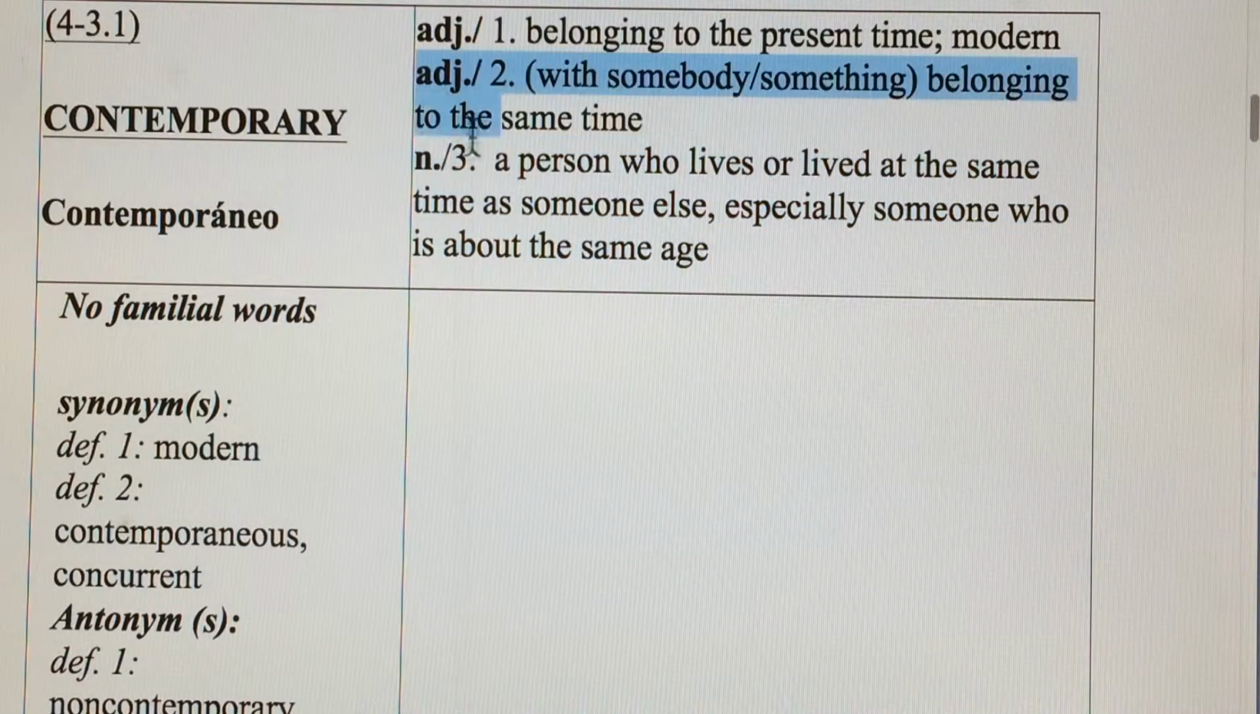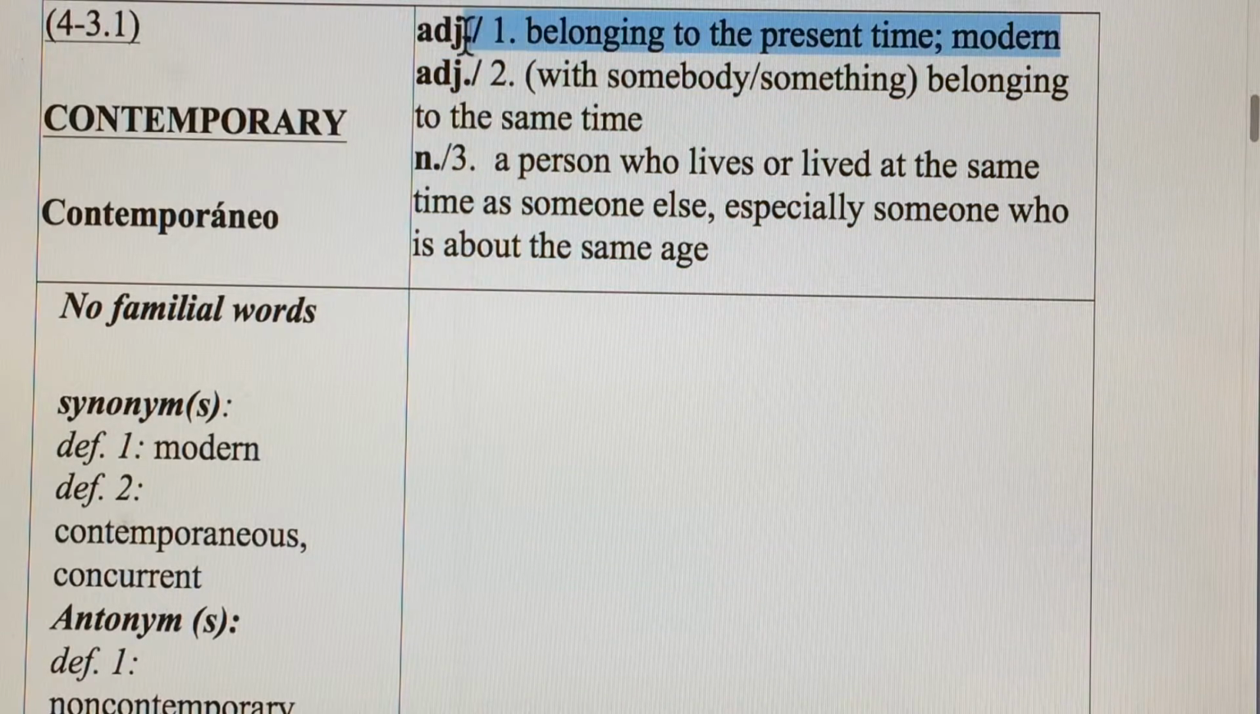So the second and third definitions are similar. One is kind of the familiar word of the other. But the first one is quite different. And this is still the most popular definition. But it is important for you to know these other 2 definitions because they will come up.